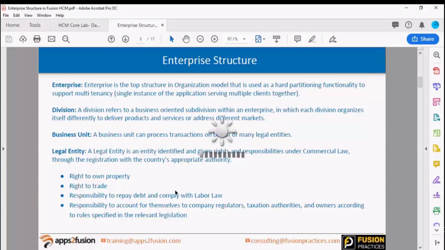Whenever you create a legal entity in the system, a legal entity can either be a legal employer or a payroll statutory unit. A legal employer is something in which we actually hire an employee. Suppose again, if I take the example of L&T, there can be a legal entity L&T Mumbai, which is registered under India and also registered under the Mumbai jurisdiction.